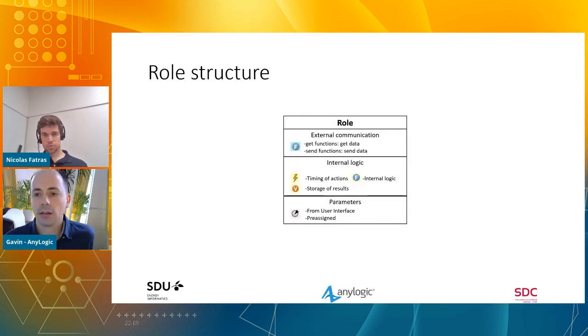So essentially, each of these roles will have communication functions, which are these blue functions at the top, where you essentially have these get functions and send functions, where you get and send data. And those are the public functions that are visible to other agents, or other roles, that communicate with that role. And then you have these internal functions, those are private, and those define the logic. Those are kind of the meat of the role.